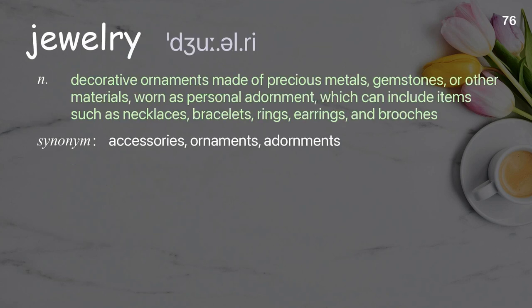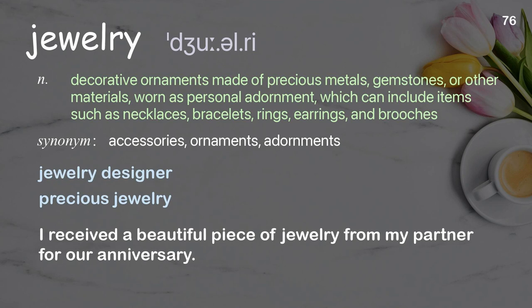Jewelry. Decorative ornaments made of precious metals, gemstones, or other materials worn as personal adornment, which can include items such as necklaces, bracelets, rings, earrings, and brooches. Examples: jewelry designer, precious jewelry. I received a beautiful piece of jewelry from my partner for our anniversary.